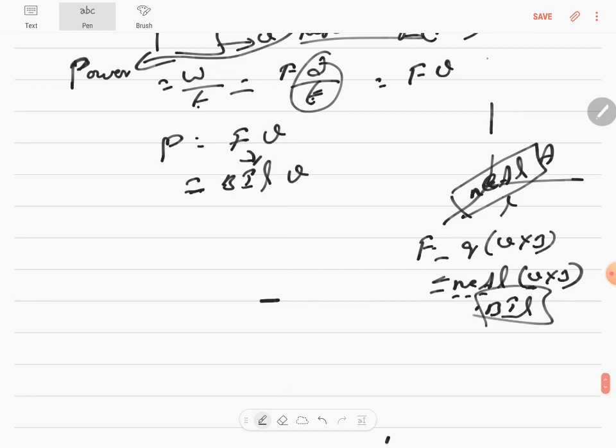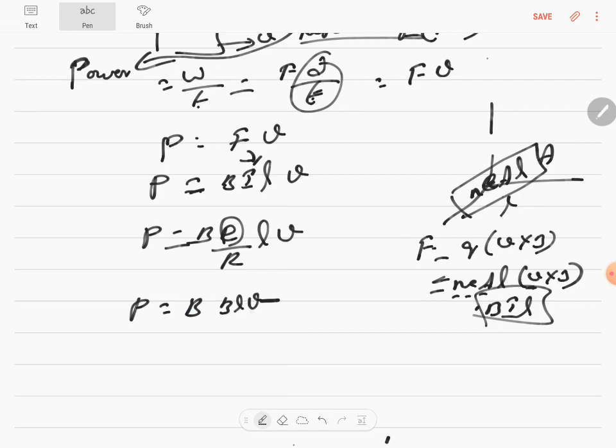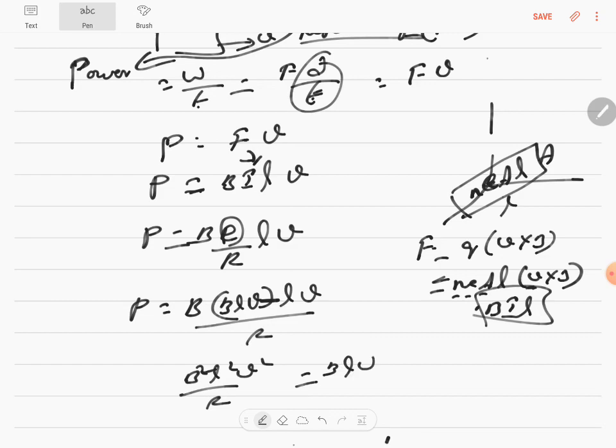The force into V is power, so power is BIL into V. You can write I as E by R, V by R. I is equal to V by R, where the potential is the EMF, into L into V. And the EMF of a rod, you know, is BLV. So B into BLV into L into V by R shows that it's B square L square V square by R, which is BLV the whole square by R.